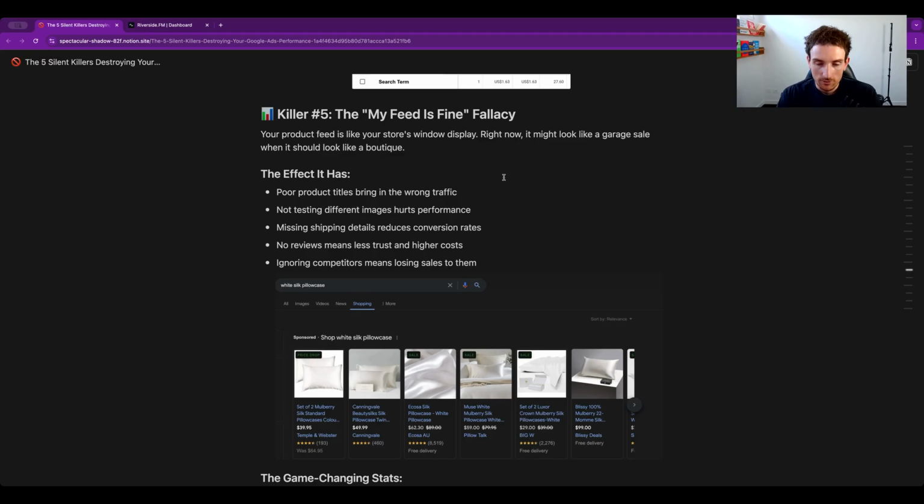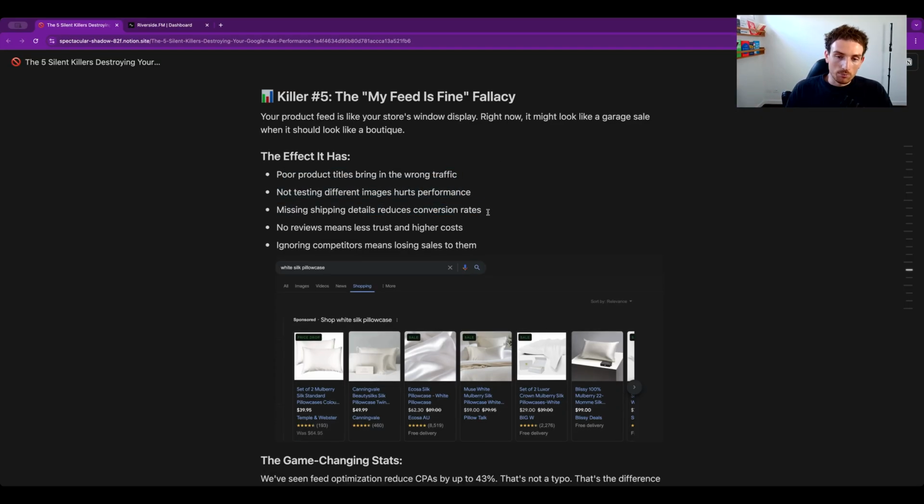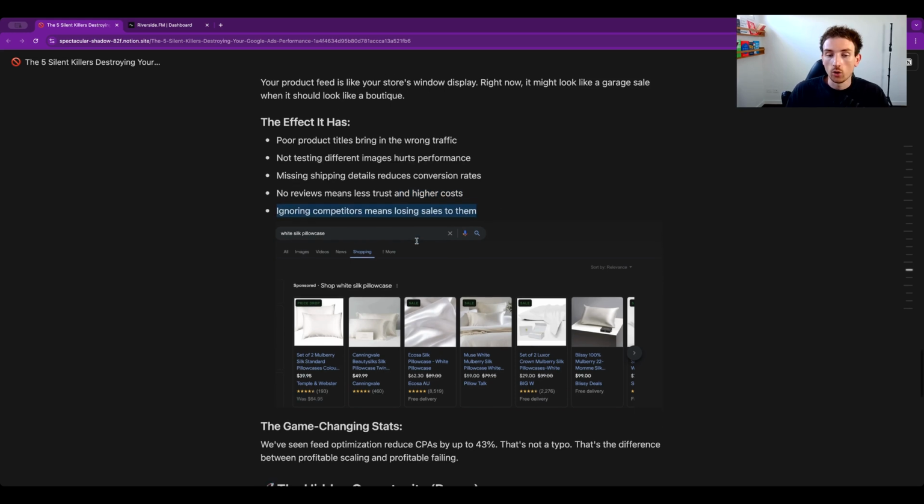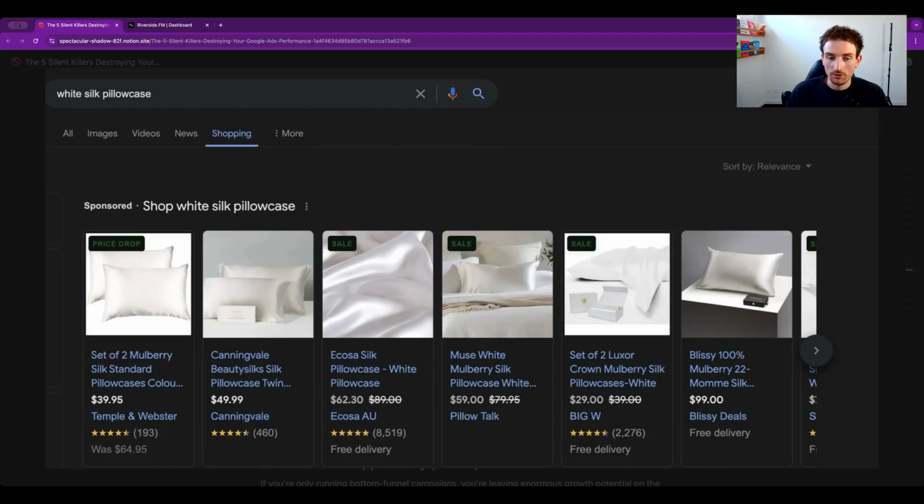Now, you can optimize your feed and you can make your feed quite detailed. And I call that the Google diet. Your product feed is your Google diet. If you feed it a better diet, it will perform better. And it has a drastic impact. Poor product titles brings in the wrong traffic. Not testing different images hurts performance. Missing shipping details reduces your conversion rates. No reviews means less trust and higher costs, and ignoring competitors means losing sales to them. That's a big one. You need to look at what your competitors do.